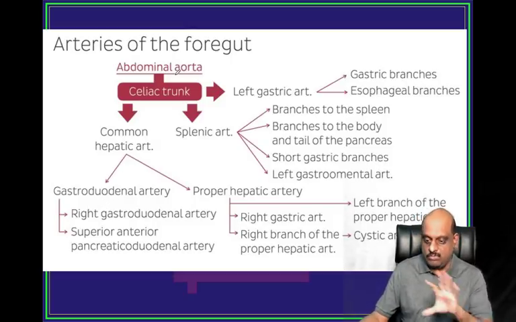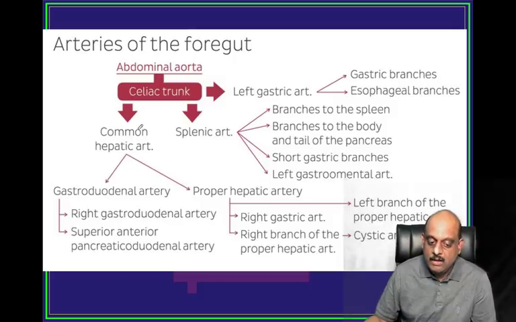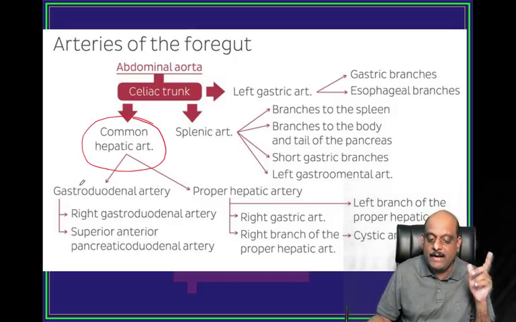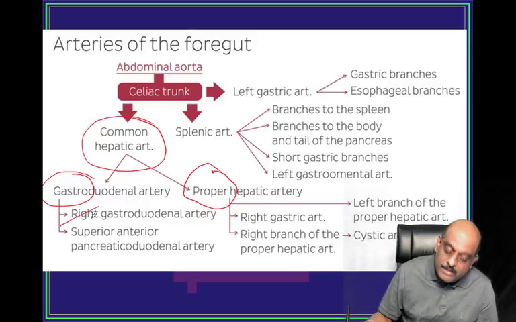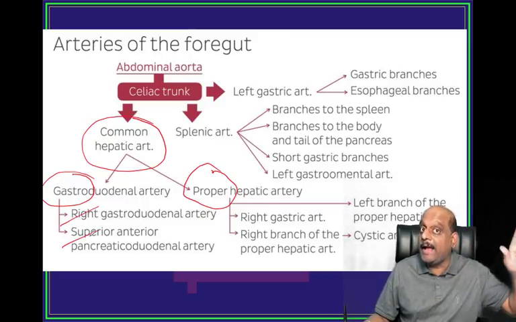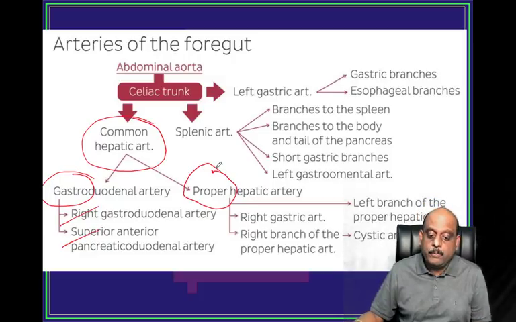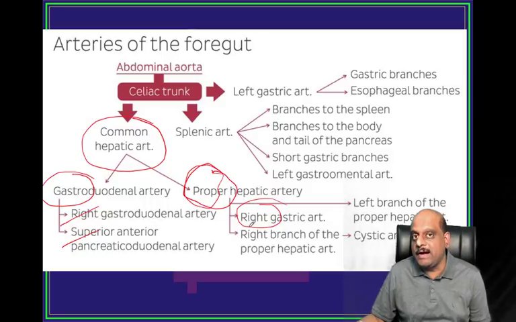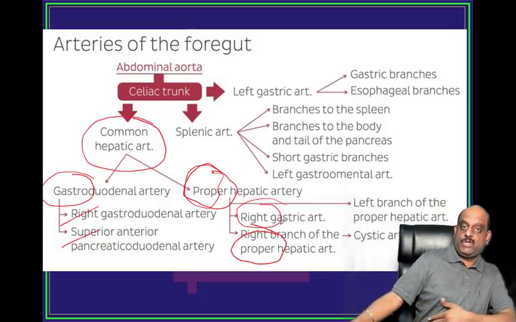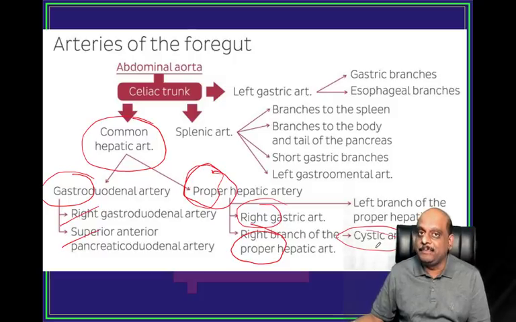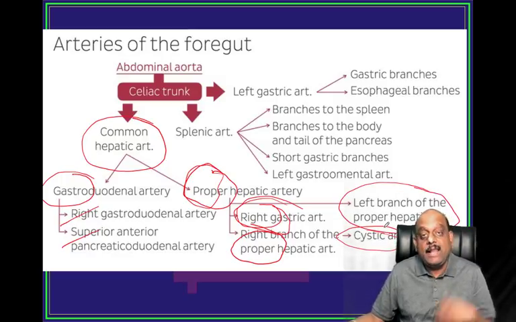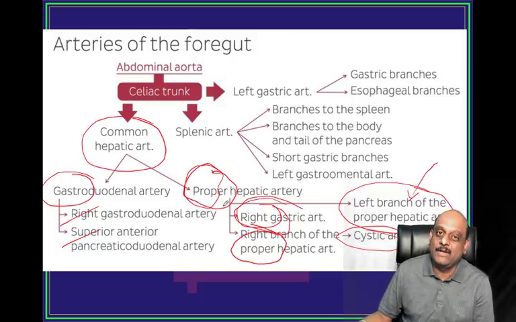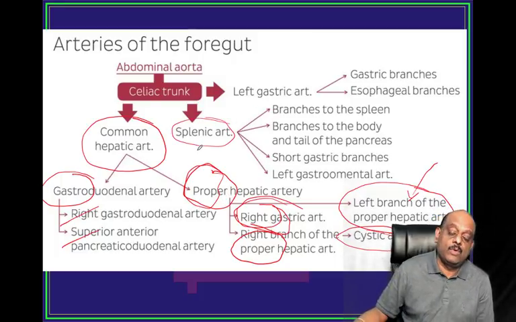So you can easily remember through this picture, just get it into your mind. Celiac trunk gives rise to the common hepatic artery. From the common hepatic artery you get gastroduodenal and proper hepatic. Gastroduodenal gives rise to right gastroduodenal and superior anterior pancreaticoduodenal. Proper hepatic artery gives rise to the right gastric artery and the right branch of the proper hepatic artery. The right branch is going towards the gallbladder, right? So there is a reason, cystic artery. And the proper hepatic artery also gives rise to the left branch of the proper hepatic artery. Okay?